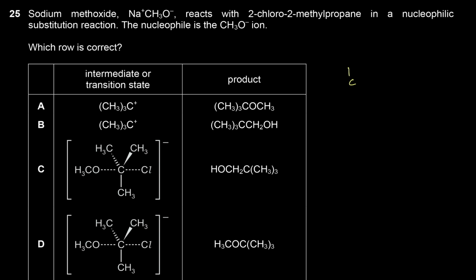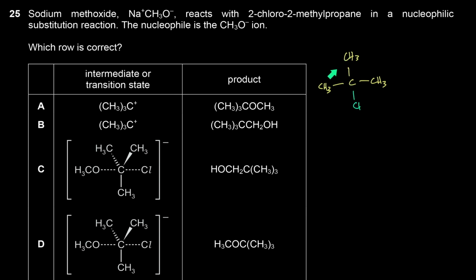So what we have over here is 2-chloro-2-methylpropane. So this is our initial reactant. What type of halogenoalkane is this? Is it primary, secondary, or tertiary? The carbon with the chlorine is bonded to 3 other carbon atoms. So this is a tertiary halogenoalkane.